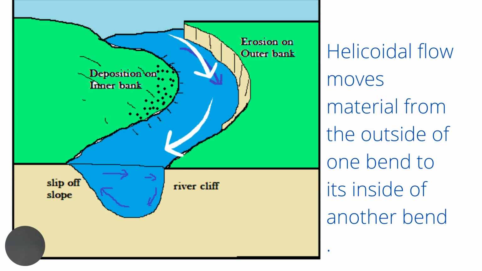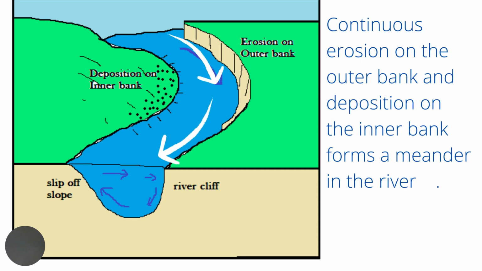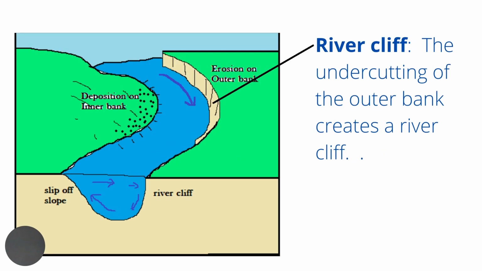A helicoidal flow, which is a secondary flow, will also develop in the meander. And this flow will move material from the outside of one bend to the inside of the neighboring bend. Continuous erosion on the outer bank and deposition on the inner bank will cause the meander to develop.